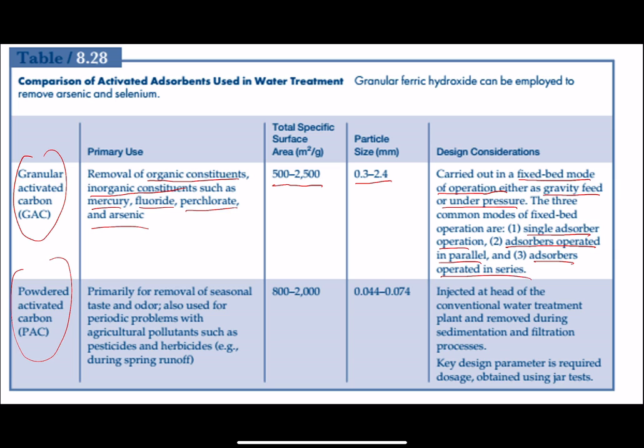While powder activated carbon is primarily for removal of seasonal taste and odor, it is also used for periodic problems with agricultural pollutants such as pesticides and herbicides during spring runoffs. Now look at this: total specific area 800 to 2,000 square meters per gram, while the particle size is 0.044 to 0.074 millimeters, versus this. This is different from the granule activated carbon. Here we inject it at the head of the conventional water treatment plant and remove it during the sedimentation and filtration processes. A key design parameter required is dosage, how much, obtained using a jar test. We are finishing this lecture, and then we'll start chapter 9 in the next few hours.